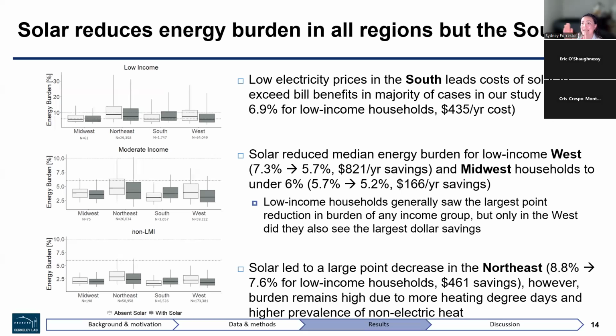However, the sort of end point is still very high. And this is because, again, we just looked at solar. So we just looked at solar's impact on energy burden, which means that we only really looked at the decrease of the electricity burden. And solar was obviously not able to impact any of the non-electric burden part of that calculation. So it didn't impact the natural gas, the fuel oil, or the propane burden of that household.